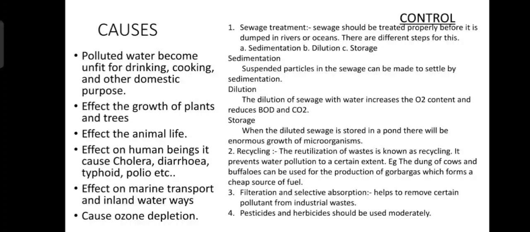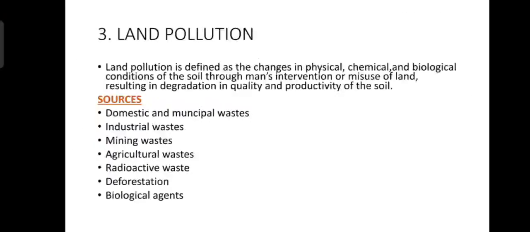Second method is recycling. And third one is filtration and selective absorption. Fourth one is pesticides and herbicides should be used moderately. Third one is land pollution. Land pollution is defined as the changes in physical, chemical, and biological conditions of the soil through man's intervention or misuse of land, resulting in degradation in quality and productivity of the soil.